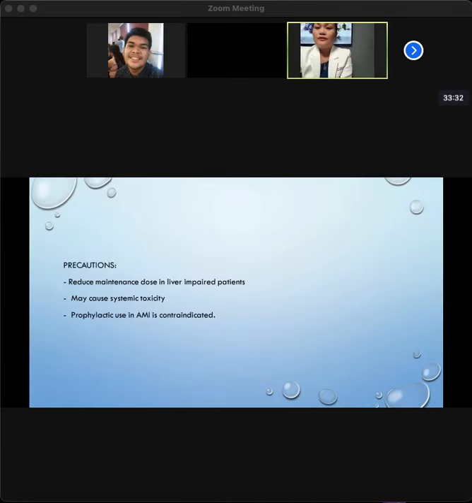Okay. Again, the precautions. The dose should be reduced for patients who have impaired liver function. Okay, kasi they cause systemic toxicity and may further aggravate your liver injury. Okay, it is contraindicated for prophylactic use in patients who have acute myocardial infarction.